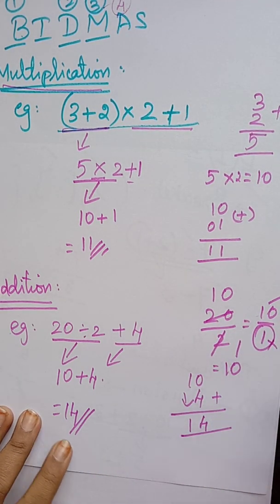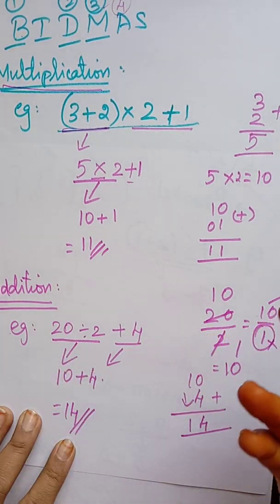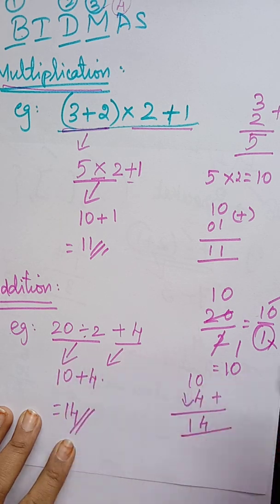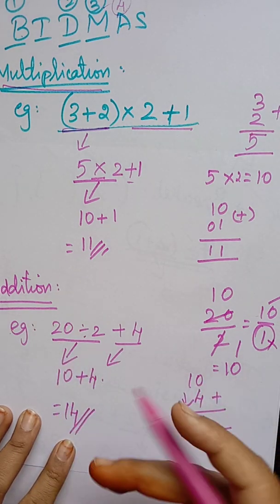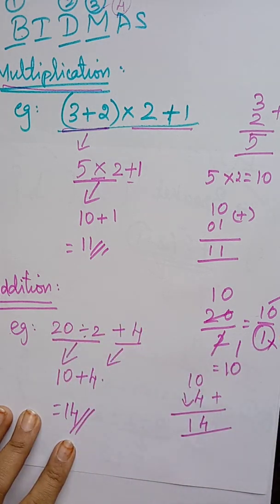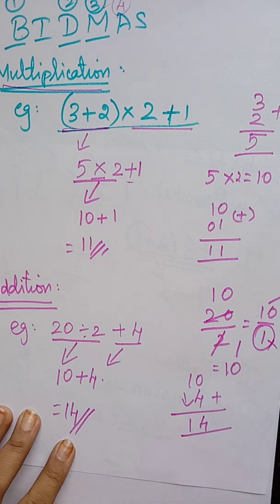The first one is bracket, so we don't have any bracket, so we can leave it. And the second one is division symbol. Can we see a division symbol here? Yes, we can see it. Then the third thing is multiplication. We don't have multiplication in the sum itself. Then we have addition, so we add it and we get the answer as 14.